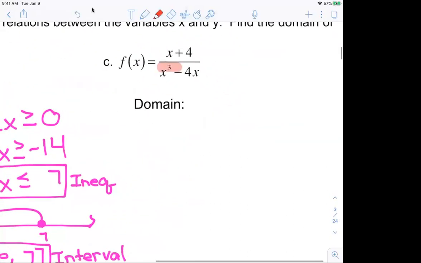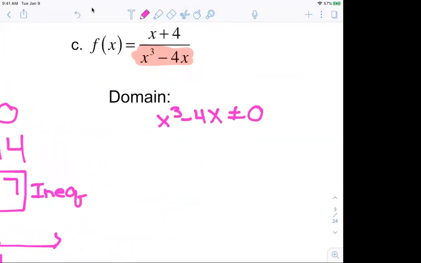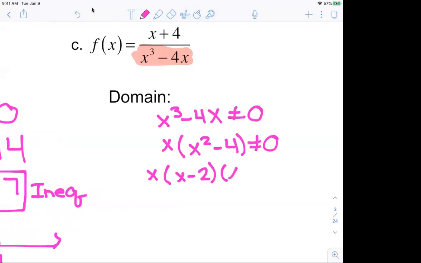We're focusing in on the denominator. Set it not equal to 0, because again, you can't have 0 in the denominator. So what value, when we plug it in, gives you 0? I would solve this by factoring. I would take out an x, the greatest common factor, which leaves us with x squared minus 4. And I would continue to factor. The next part is a difference of squares. So this would be x minus 2 times x plus 2 does not equal 0.